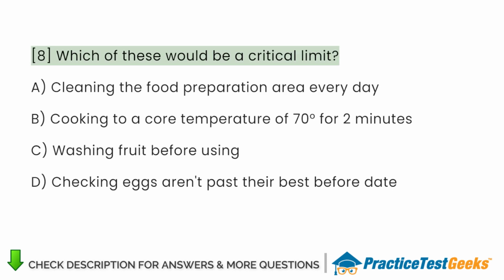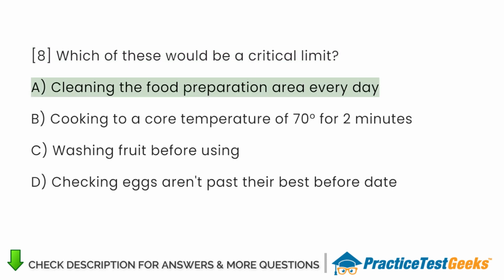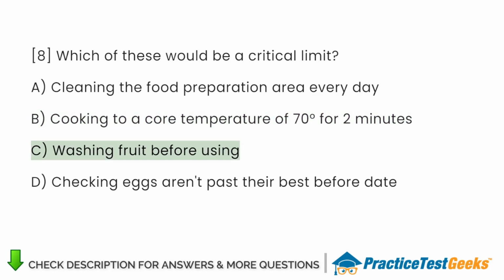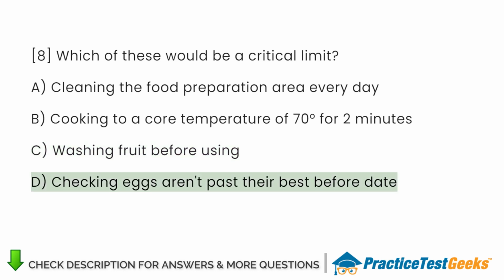Which of these would be a critical limit? A. Cleaning the food preparation area every day. B. Cooking to a core temperature of 70 degrees for 2 minutes. C. Washing fruit before using. D. Checking eggs aren't past their best before date.